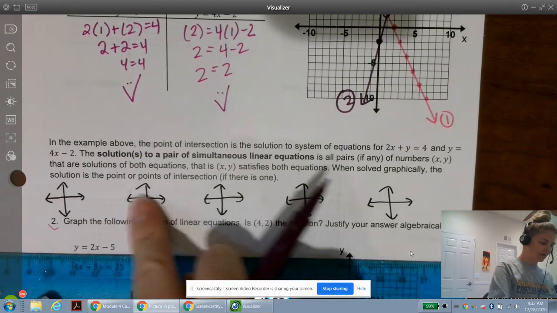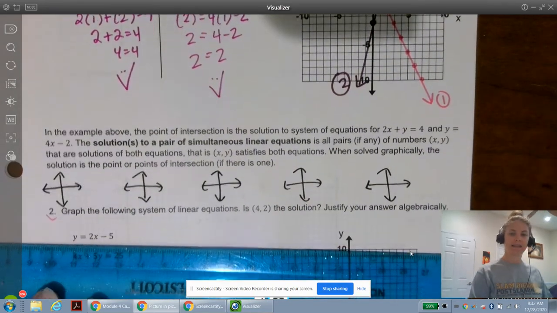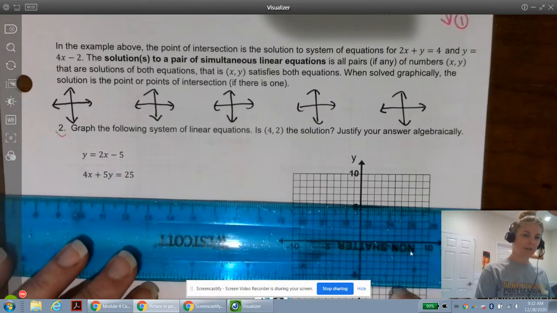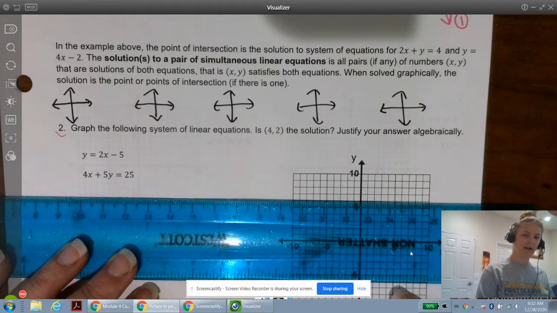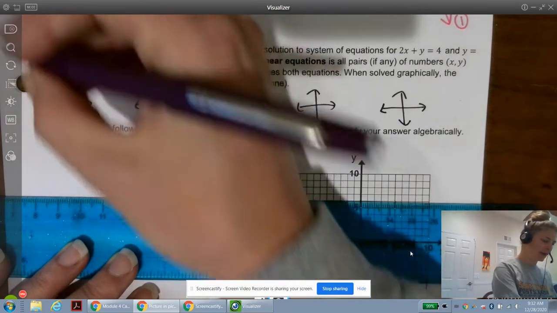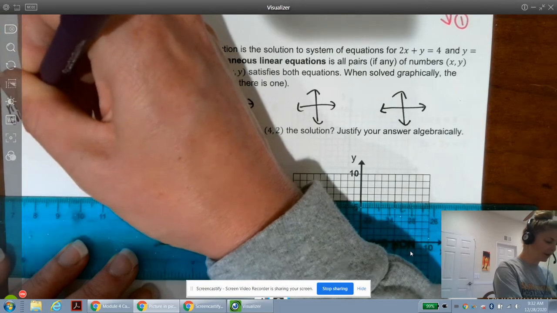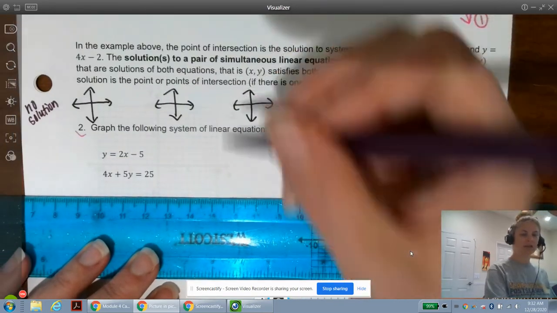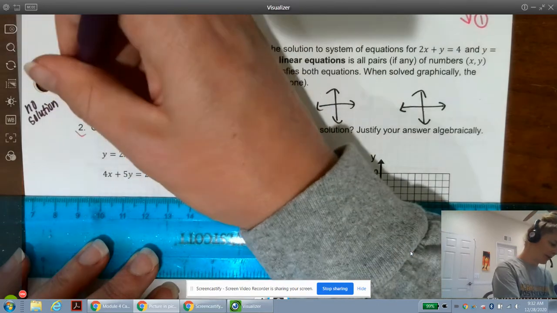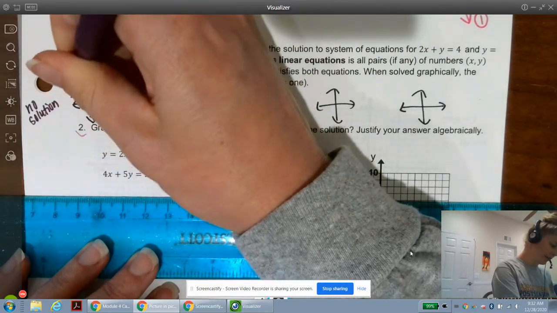So let's talk about what we could have. I'd like you to draw 5 quick little coordinate plane sketches so we can talk about our possible situations we could come across. The first situation is no solution. If we have no solution, that means there's no points of intersection, so that's going to be 2 lines that are parallel.